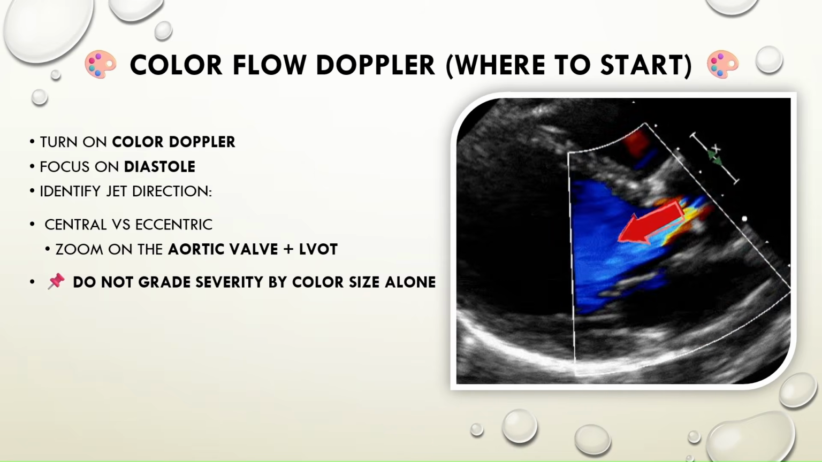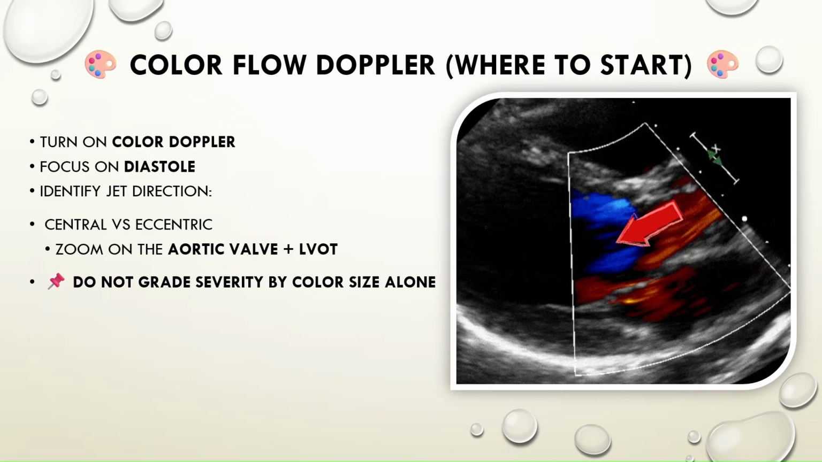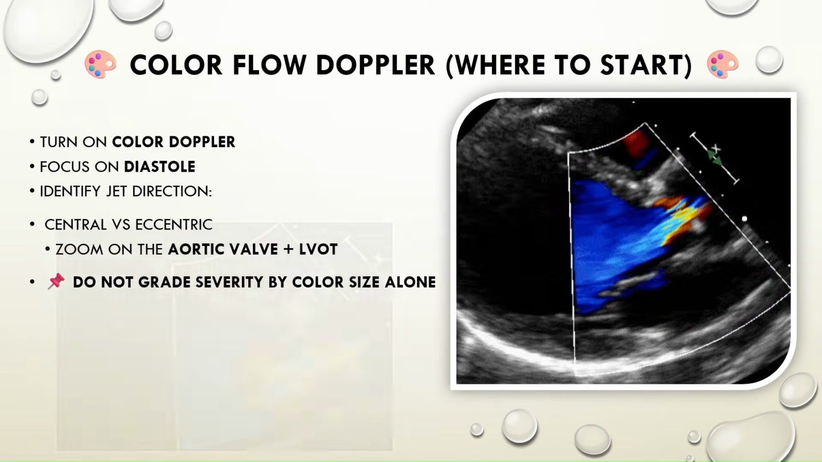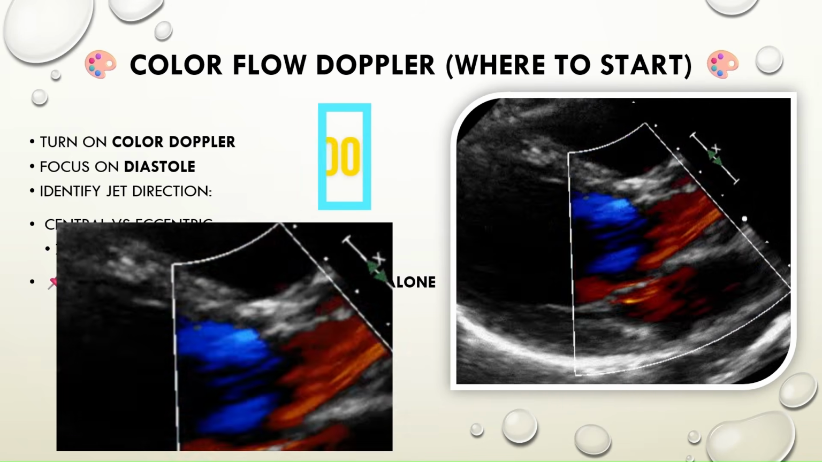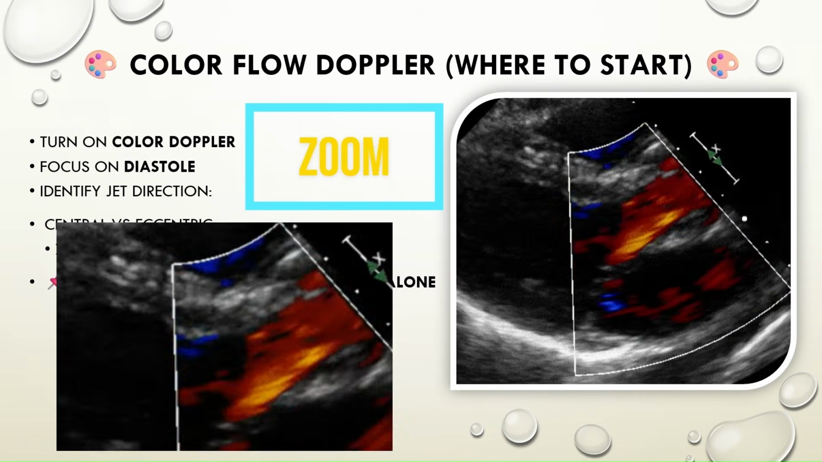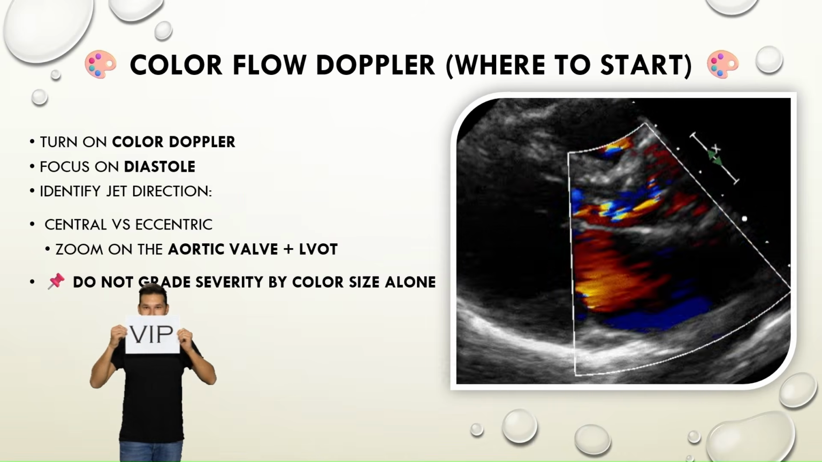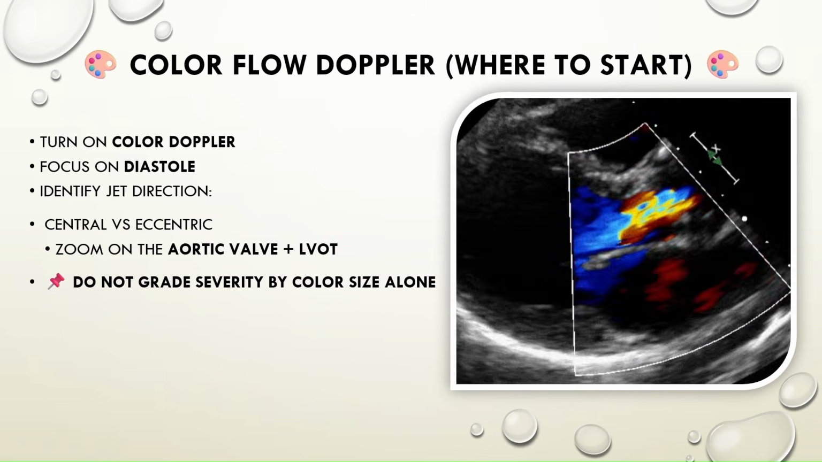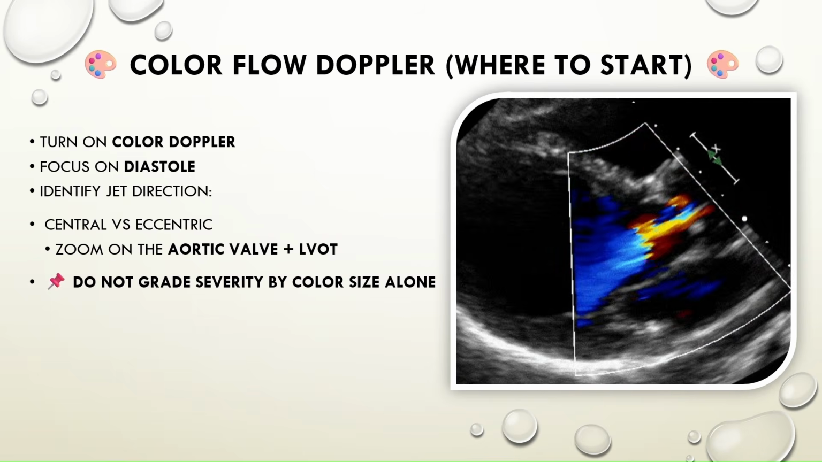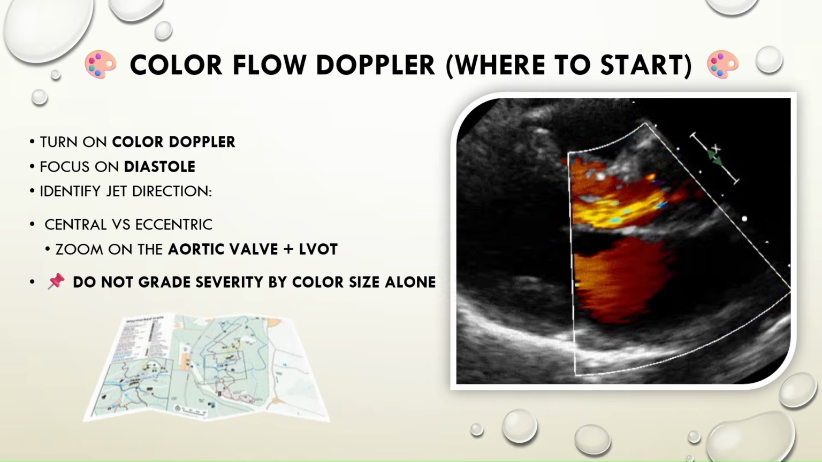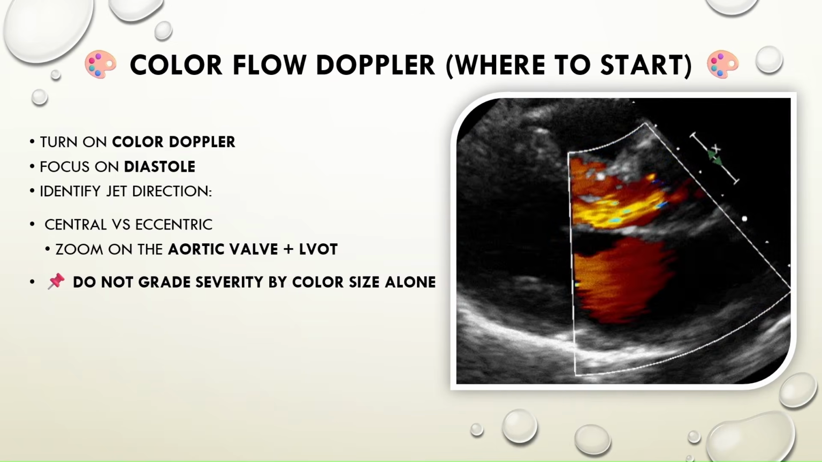At this stage, you're identifying the direction of the jet, seeing whether it's central or eccentric, and making sure you zoom in on the aortic valve and the LVOT. Large eccentric jets may hug the LV wall. One very important point for both real life and the registry: you do not grade aortic regurgitation severity by color jet size alone. Color is just the roadmap.